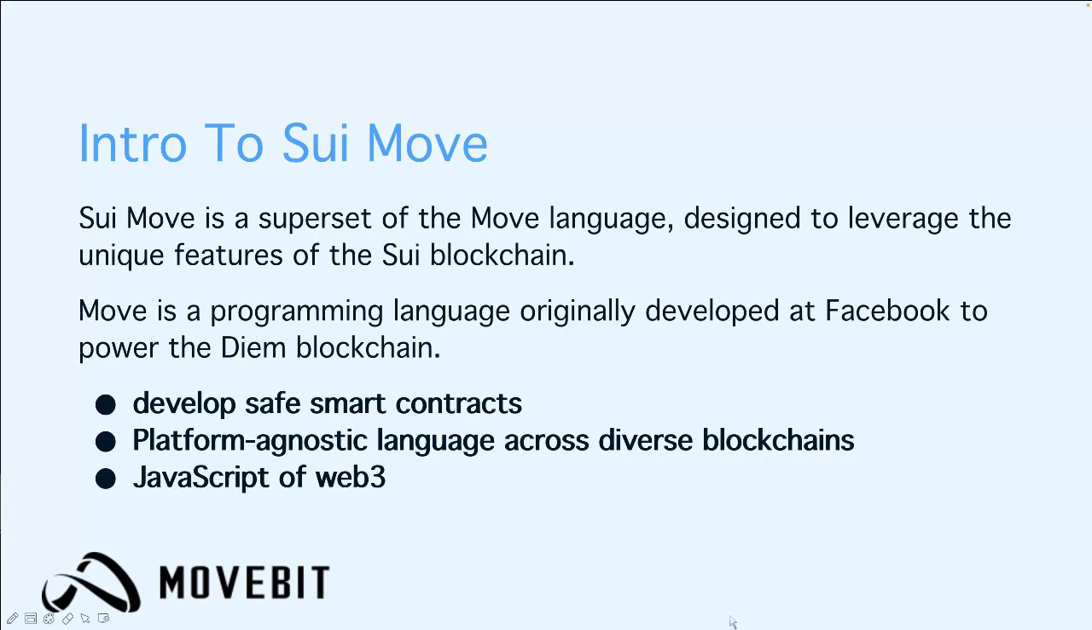Move has several important features. First of all, it is designed with security in mind, and thus it's easy to develop safe smart contracts. It is also a platform-agnostic language to enable common libraries, tooling, and developer communities across diverse blockchains with vastly different data and execution models. And lastly but not the least, Move's ambition is to become the JavaScript of Web3 in terms of ubiquity. When developers want to write safe code involving assets, it should be written in Move.